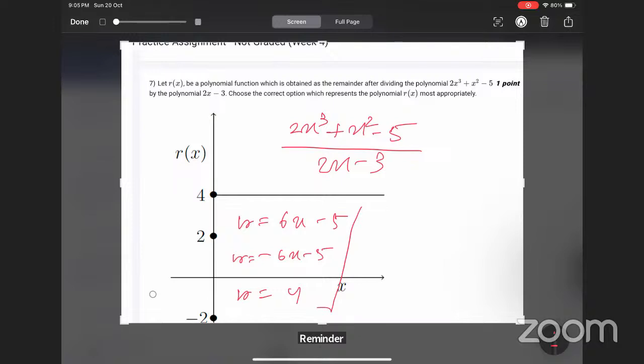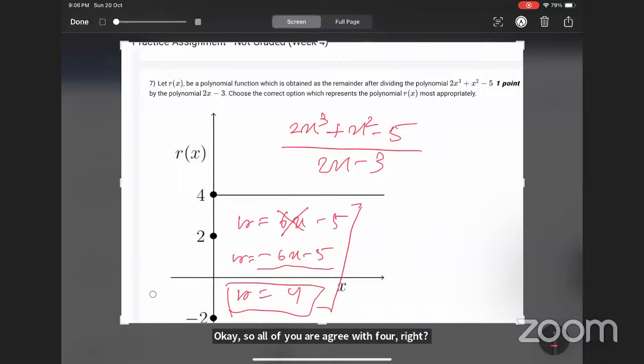Okay, so we have 3 answers. So now let us check. The first answer, 6x minus 5, is not correct. So is it true? Plus 4. Okay, so all of you agree with 4, right? Yes, ma'am. Okay, so here R(x) is 4. And yes, this is true.